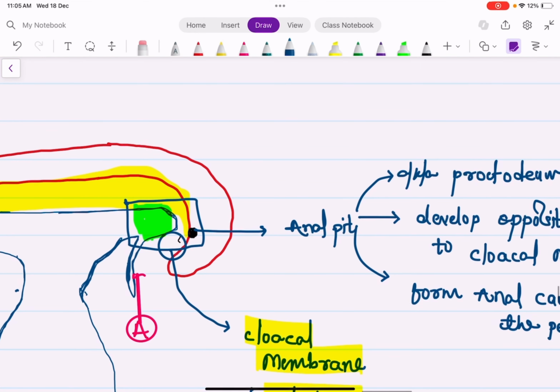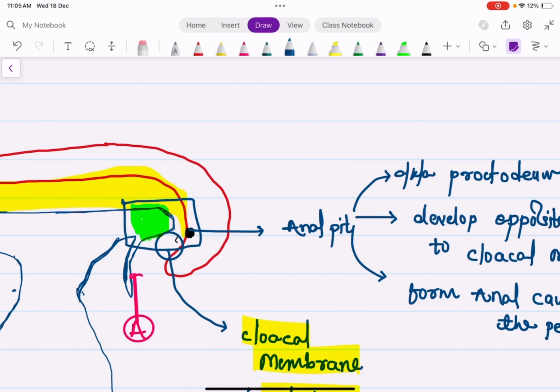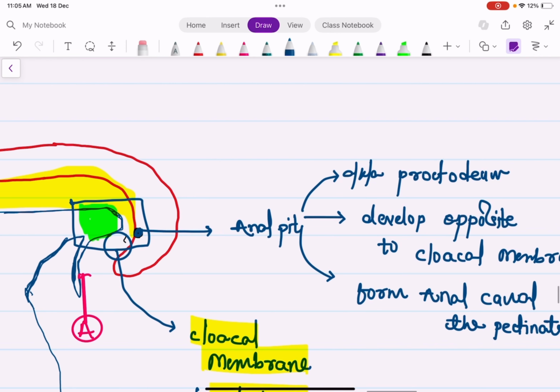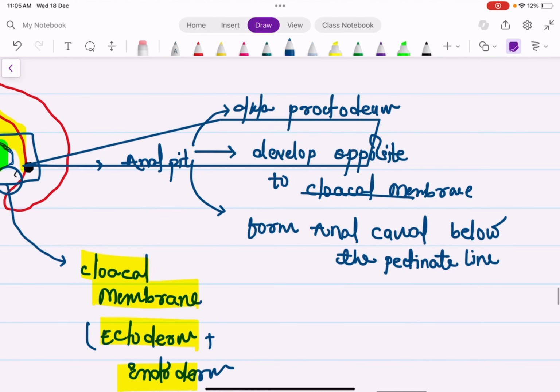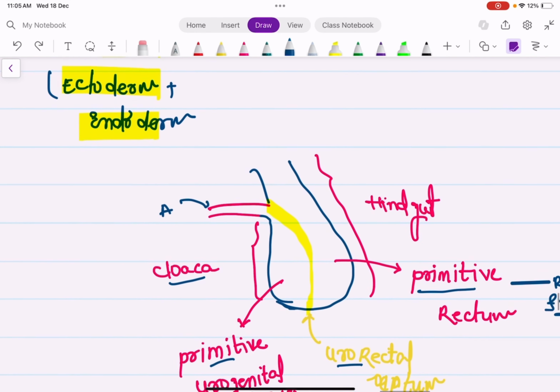See here, opposite to the cloacal membrane, the anal pit is formed. This is the anal pit, which is also known as proctoderm. It develops opposite to the cloacal membrane and forms the anal canal below the pectinate line.